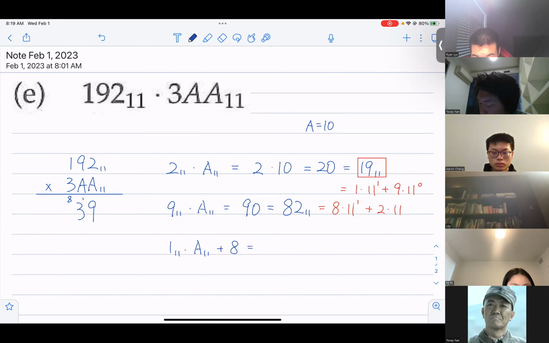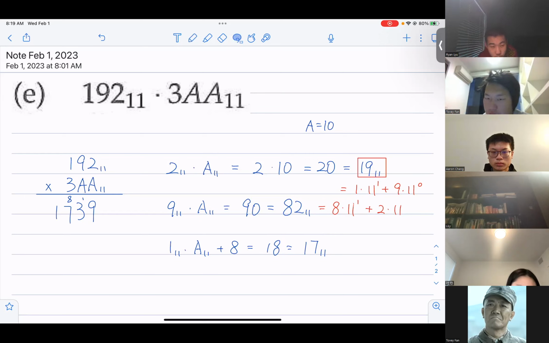In decimal system, this is 10 plus 8, so 18. And you convert it back to base 11. So there's an 11 in it, right? 1 eleven in 18, and you have a 7 as a remainder. So 18 in base 10 is 17 in base 11. So you write down 17. OK，这样子就可以了，没问题吧？And then 192 times the middle A, that's the same.